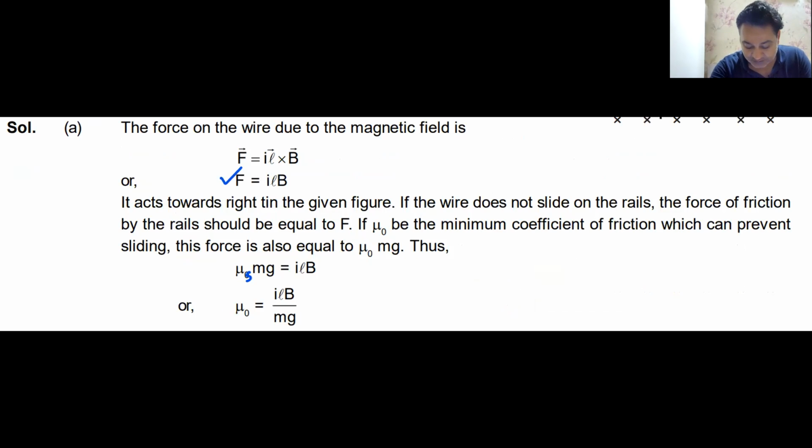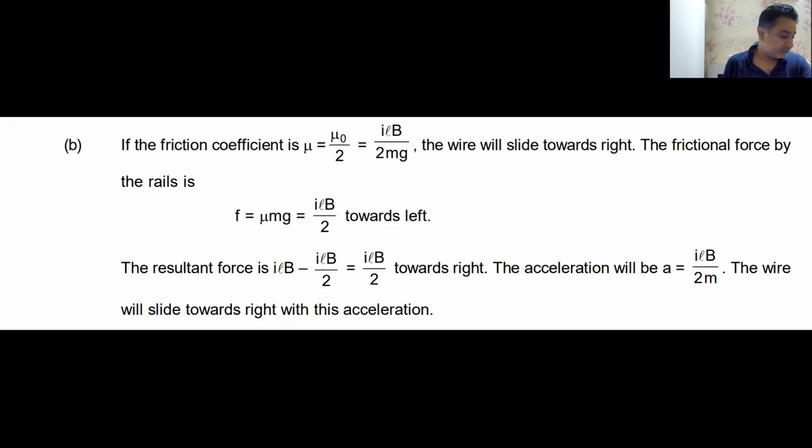Now, what happens if the coefficient of friction is half of that value? Then obviously this wire will start to accelerate. Yes or no? One half of the force will be gone against friction. The other half of the force will remain, ILB by 2. That will give a constant acceleration of ILB by 2m. And it's a straightforward answer. So it was a straightforward question.